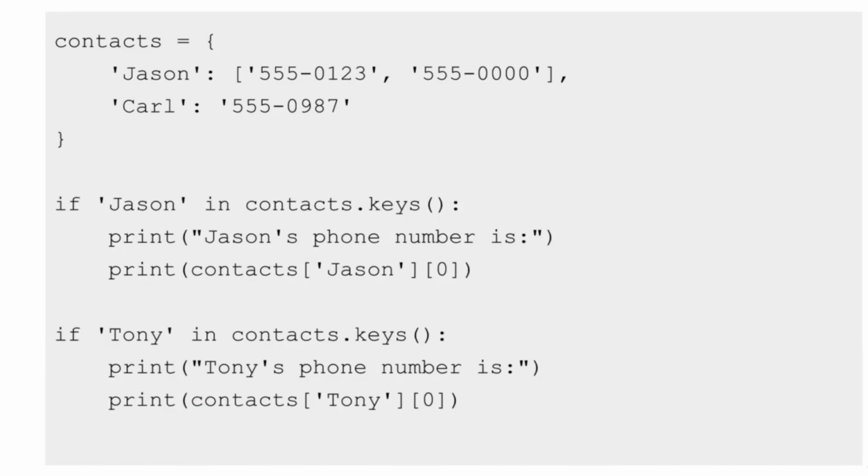If you want to know if a certain key exists in a dictionary, you can use the value in dictionary_name.keys() syntax. If the value is a key in the dictionary, true is returned. If not, then false is returned.